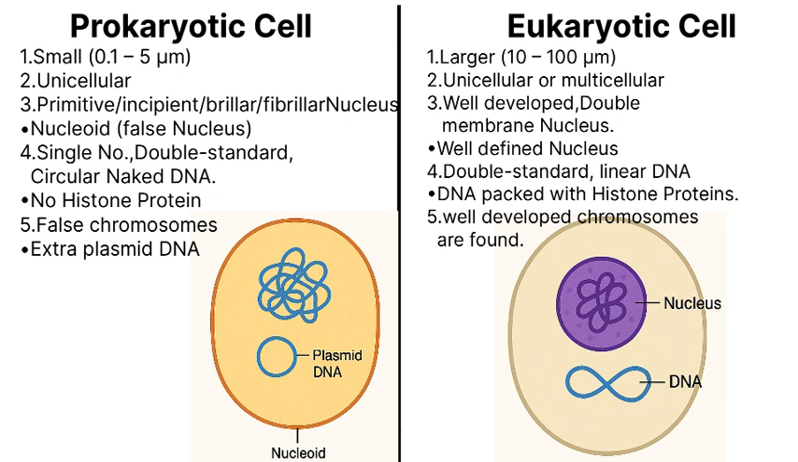The more appropriate term for it is nucleoid, the region in which their chromosome lies, and it is often called incipient nucleus, brilliant nucleus or fibrillar nucleus. These terms are really old and less commonly used for the nucleoid. Scientists used to call this primitive undeveloped form of nucleus an incipient nucleus. It is also called the brilliant nucleus.